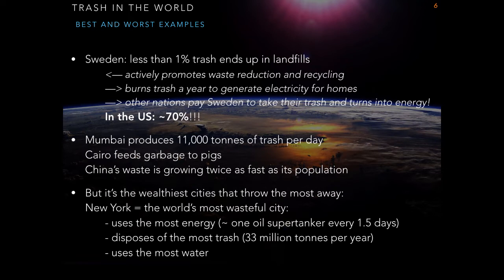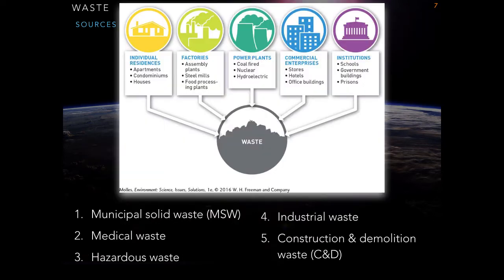So let's talk about waste and the different sources of waste illustrated in this page. We have in fact 5 major sources of waste. We have the municipal solid waste, or individual residences waste. So in fact that's our common everyday life waste. Then we have factories, power plants, commercial enterprises and institutions. So I just summarize them slightly differently for the rest of this video.